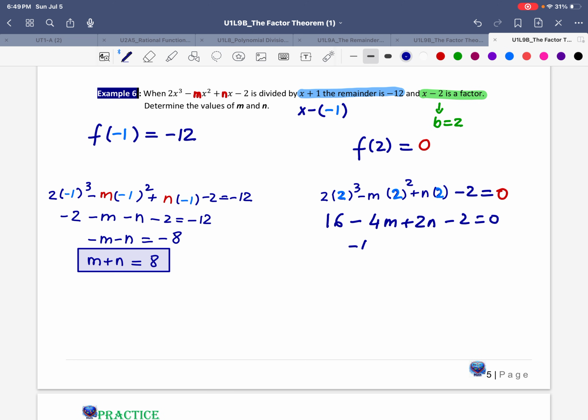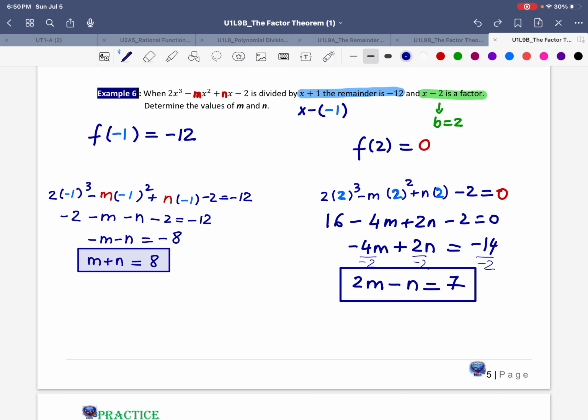So negative 4m plus 2n equals... Remember, 16 minus 2 is 14. To the other side, negative 14. And let's divide both sides by, actually, negative 2 would be nice. You see, we can make the first term from negative to positive, and most terms will turn positive and reduce. So we have 2m minus n equals 7. This will be our equation number 2.